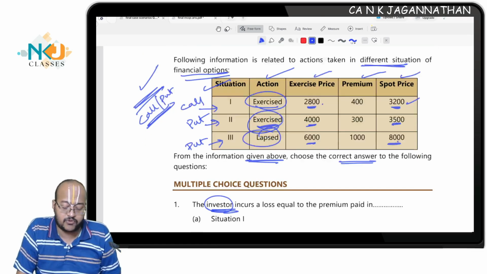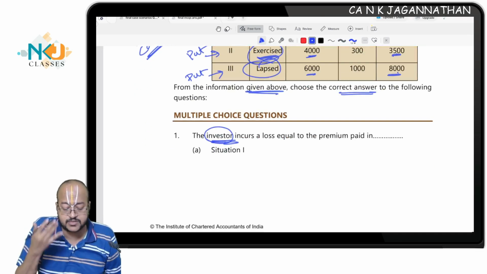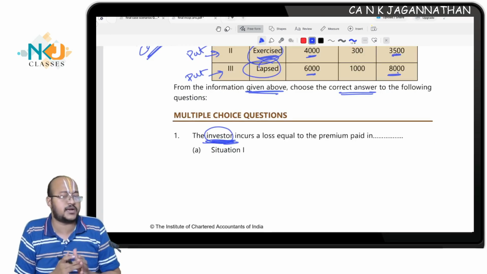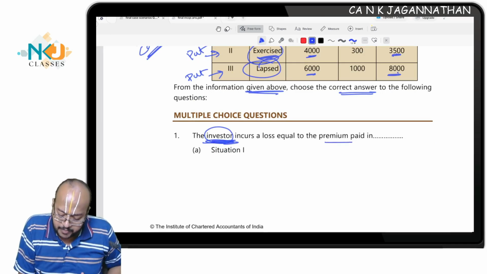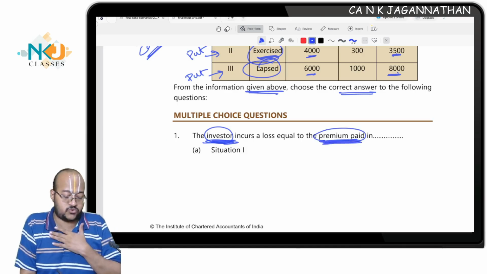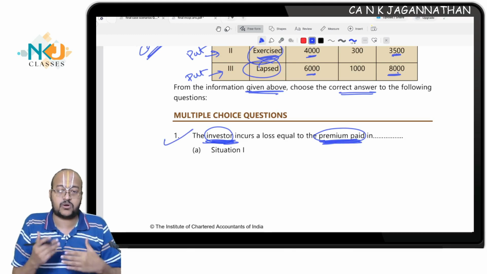We will see, interchangeably we use holder or seller's perspective. We will see the question and understand. The investor, okay, by seeing the question we will assume that premium paid is there. So obviously, who will pay the premium? The holder will pay the premium. So this is about investor, holder.